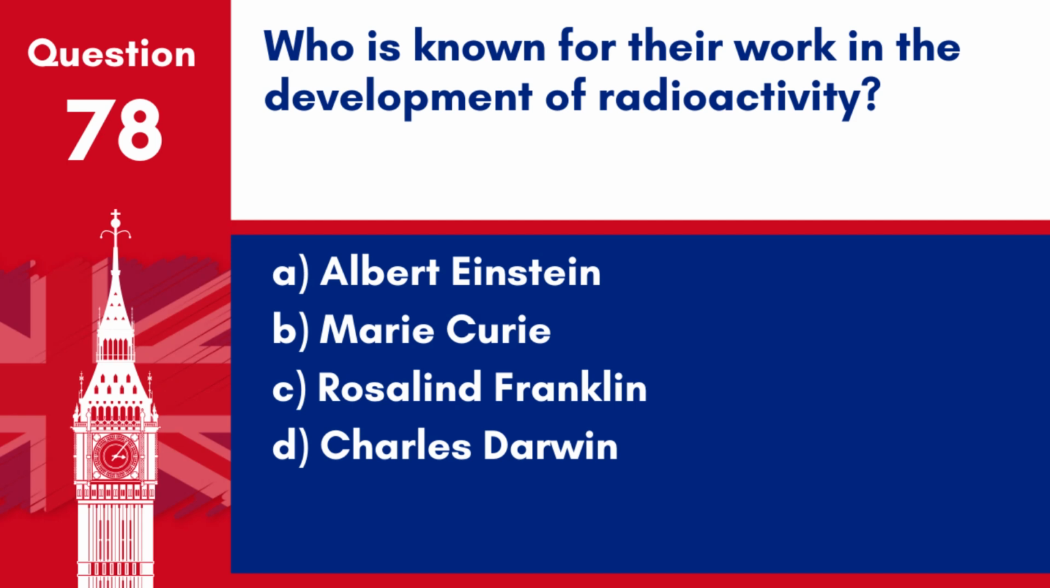Question 78. Who is known for their work in the development of radioactivity? A. Albert Einstein, B. Marie Curie, C. Rosalind Franklin, D. Charles Darwin. Answer: B. Marie Curie. Marie Curie is known for her pioneering work in the development of the theory of radioactivity, a term which she coined herself.